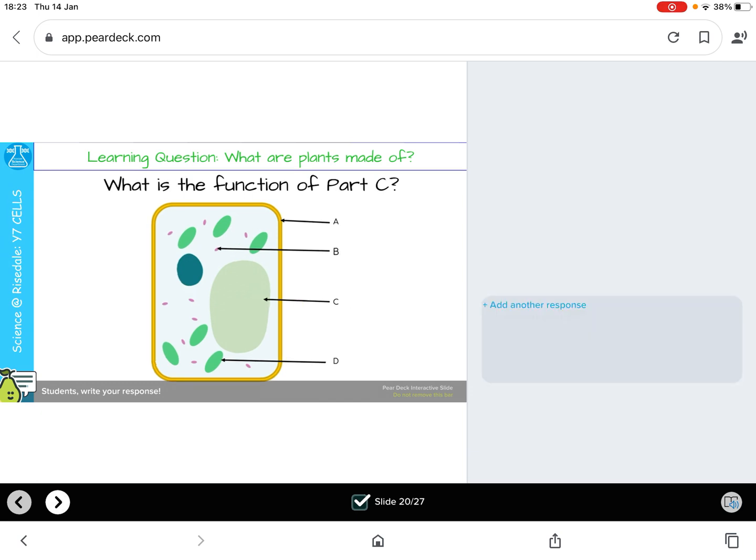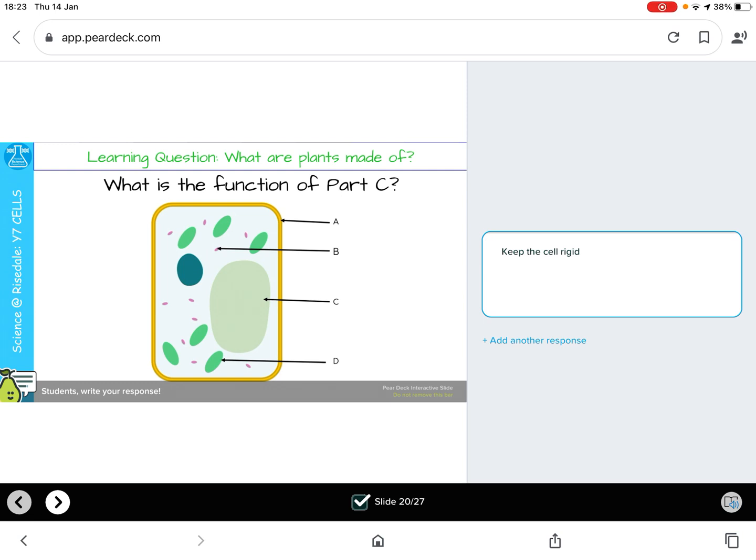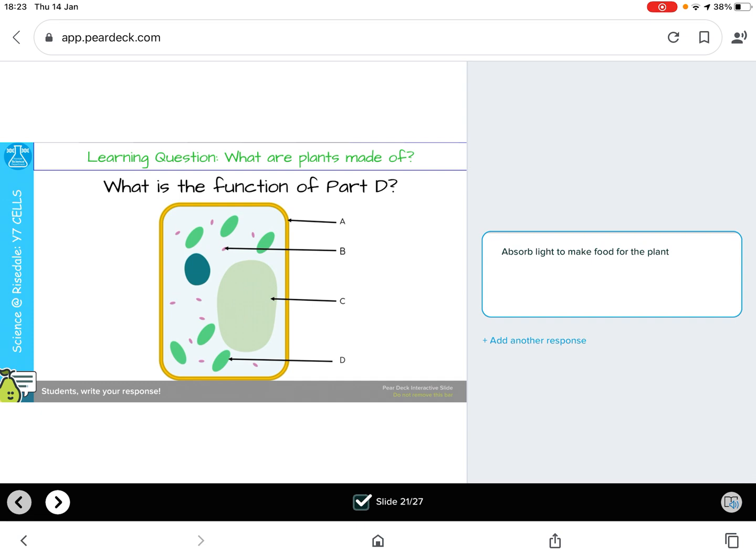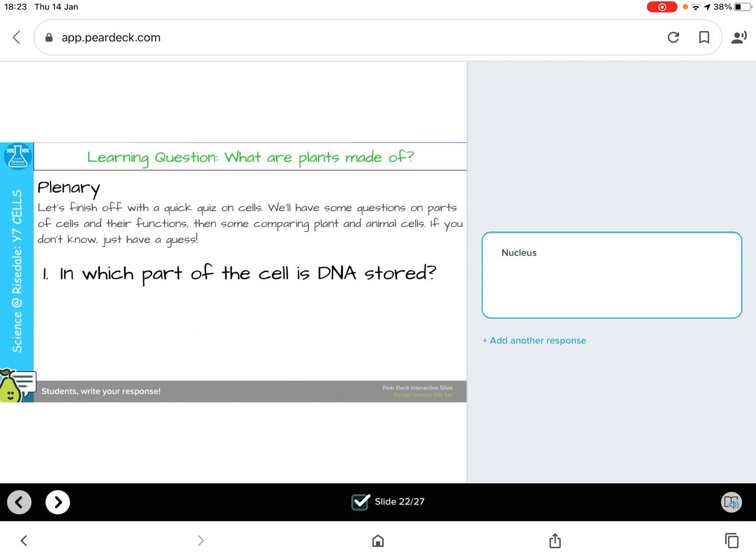That takes energy. What was the function of the vacuole? And that was to keep the cell rigid. And what was the function of the chloroplast? That was to absorb light and to make food for the plant. Then we had another little quick quiz. So we've watched a video, we've recapped the parts of an animal cell, we've looked at the parts of a plant cell, we've added some extra notes.